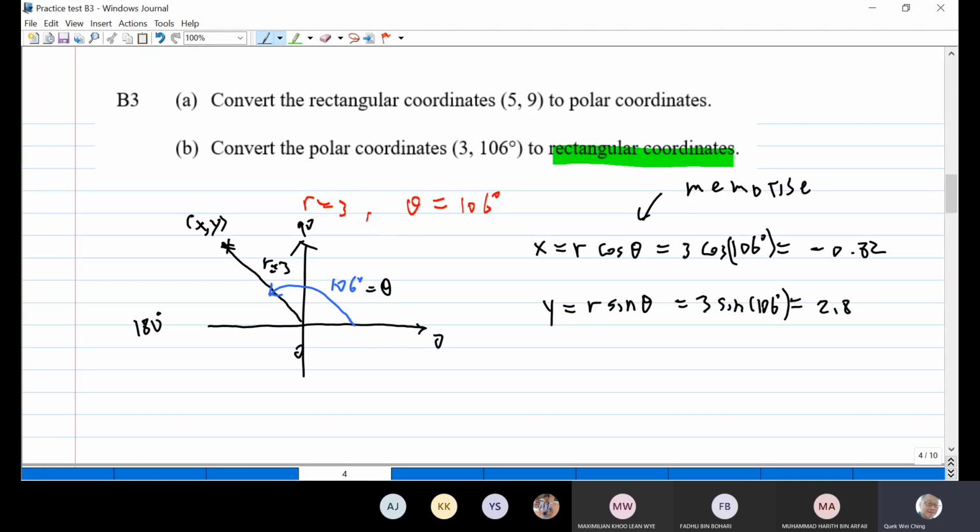Okay, so the rectangular coordinate is x and y. So xy is equal to minus 0.82 and y is equal to 2.8. Right? So this is actually how you answer part A and B for B3. So let's see how many of you are here now.